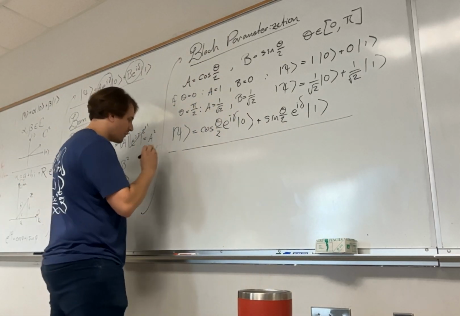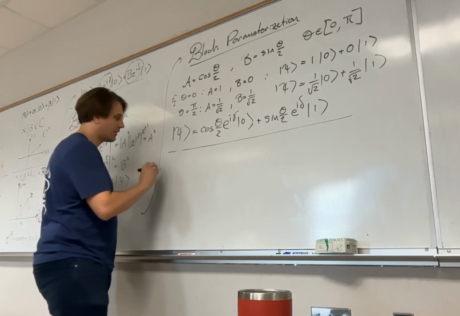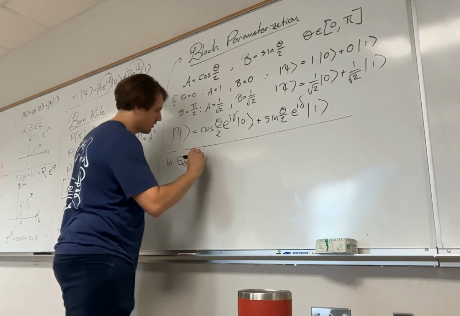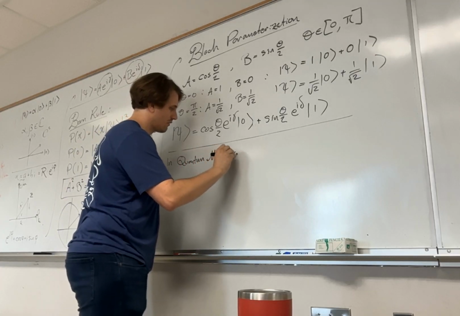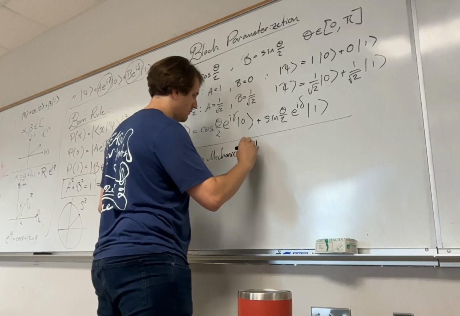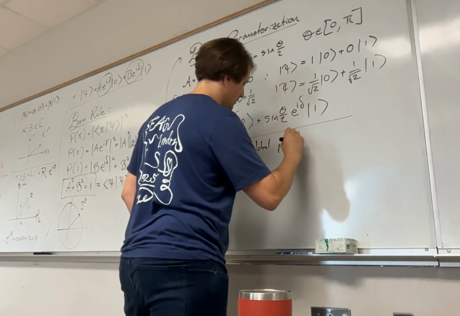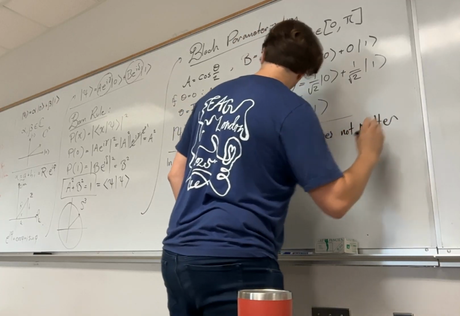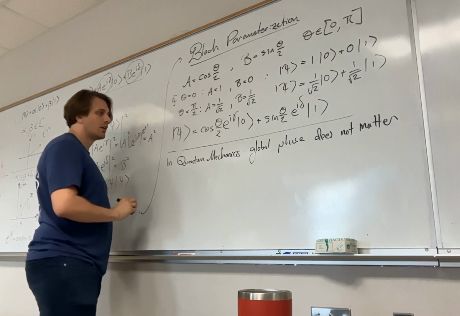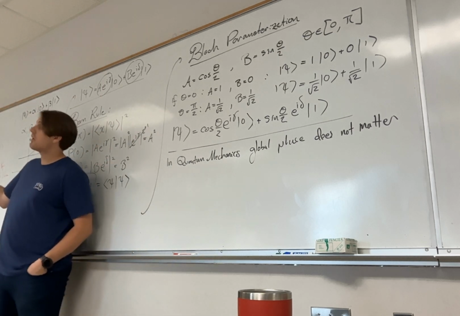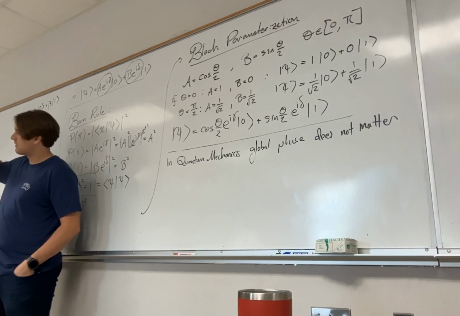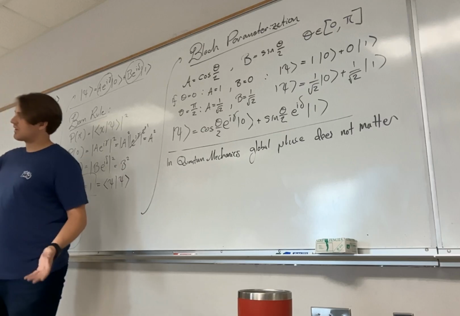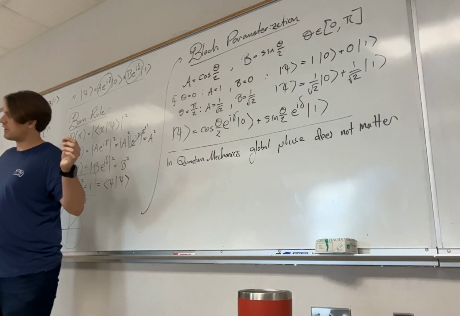Okay, so important fact. In quantum mechanics, global phase does not matter. So what does this mean? By global phase, I mean multiplying the entire state by something of this form, e to the I times some number. That's a global rotation in the complex space. I'm just taking all my numbers together and rotating them.